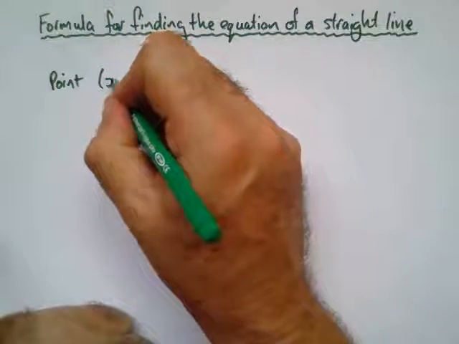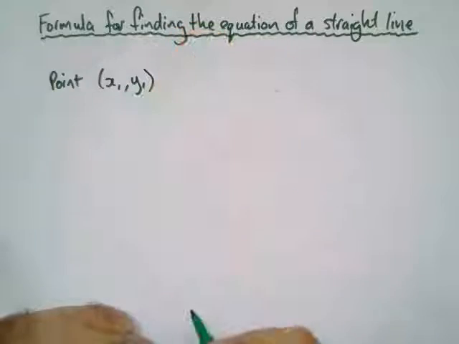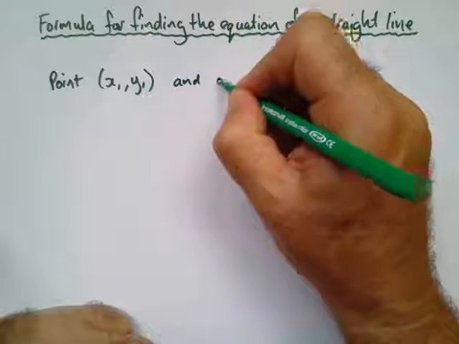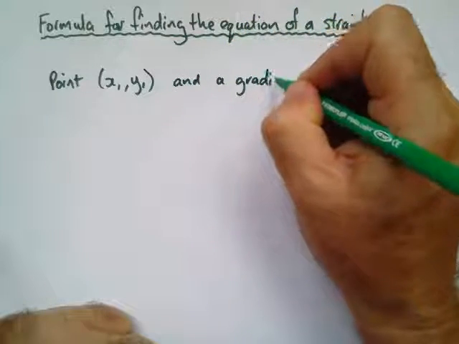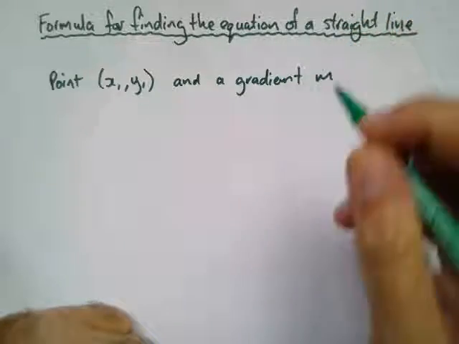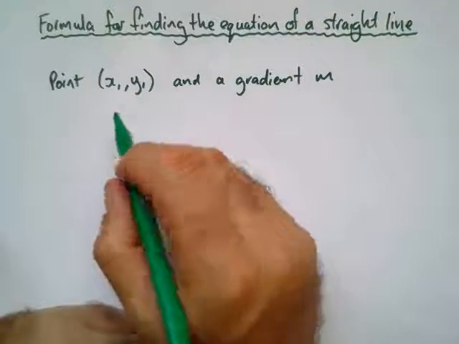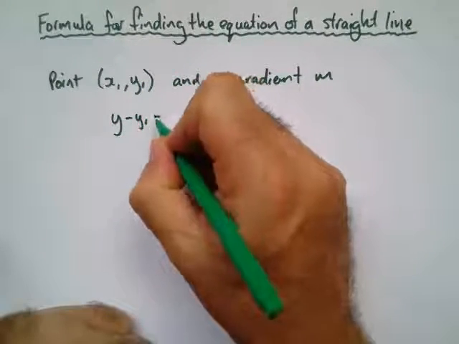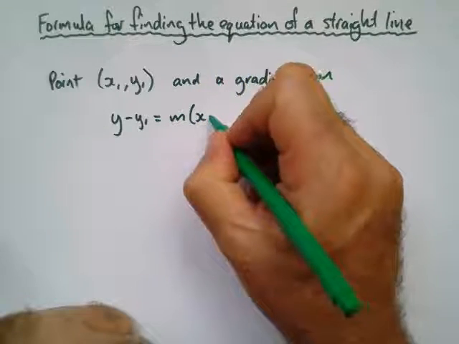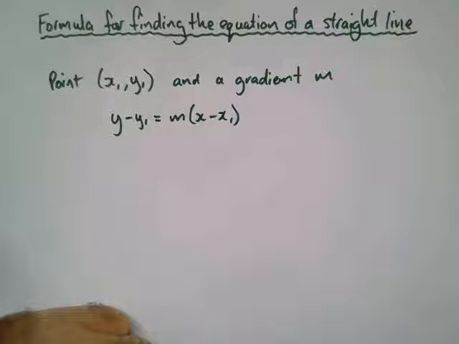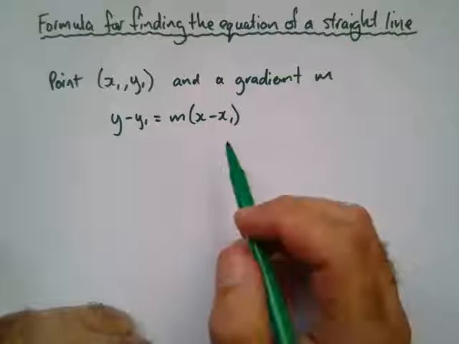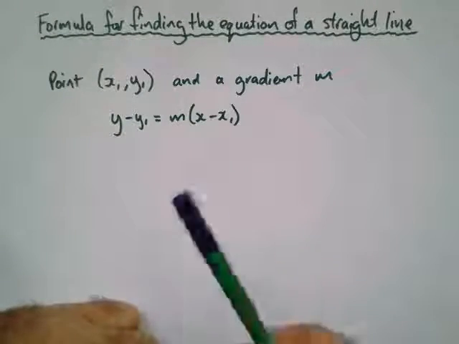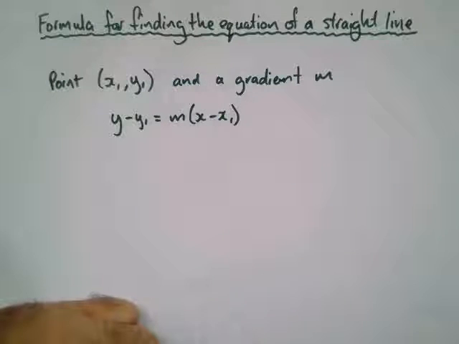The first one we're going to look at is if they give us a point, and let's call that point x1 and y1. And if they give us that and a gradient, and remember the gradient is m, there's a formula that we're going to use. The formula looks like this: y take away y1 equals the gradient times x minus x1. So that's the formula to use when they give us a point and a gradient m.